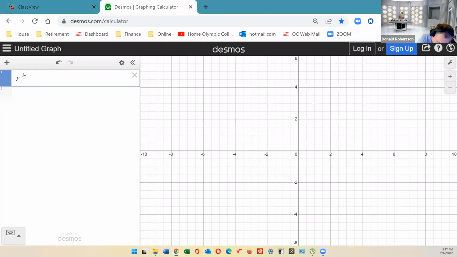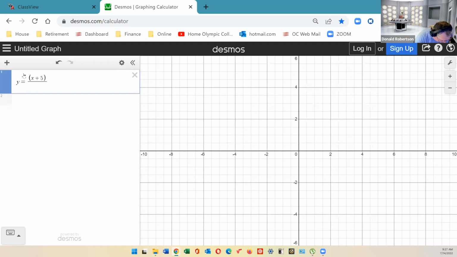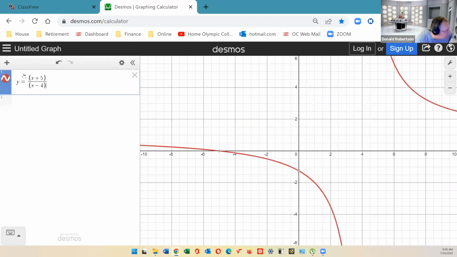So the curve was the ugly fraction. What was it? X plus 5. So I guess I should put a bracket around it. That way, Desmos will know it's x plus 5. And on the bottom, put a bracket around it, and it was x minus 4. So, as you'd expect, it's a pretty ugly thing. Then the point that we were finding the tangent line at was 3, -8.